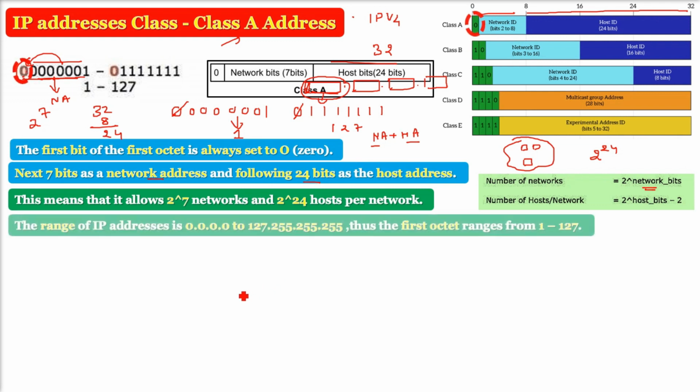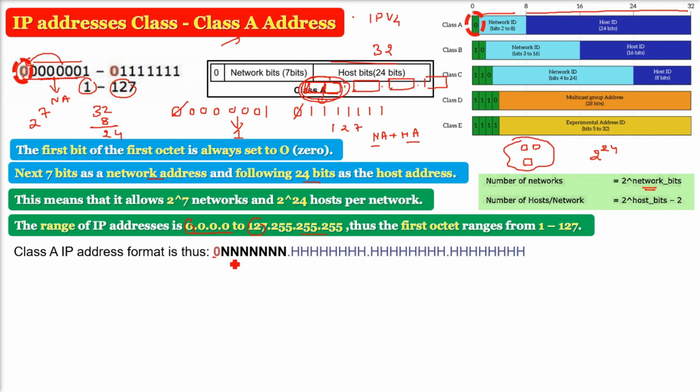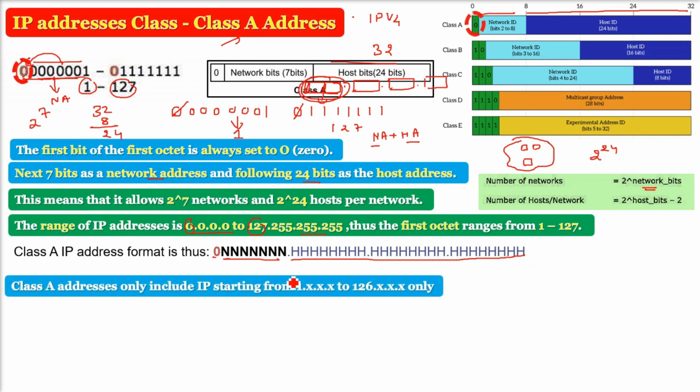What is the range then? As I indicated earlier, the minimum can be 0.0.0.0 and 127. The highest can be 255.255.255 because each octet can have a maximum of 2 to the power 8 minus 1. 2 to the power 8 is 256, so it comes down to minus 1. So 255 can be the highest because we start from 0. So this octet is 1 to 127. In the first one I am showing, 0 is fixed. All the N's are the network bits and the H's are the host bits.